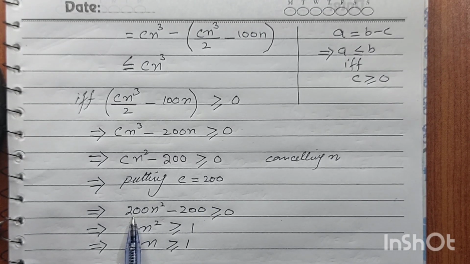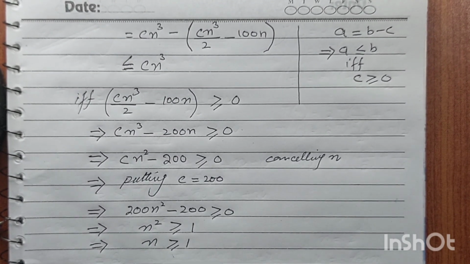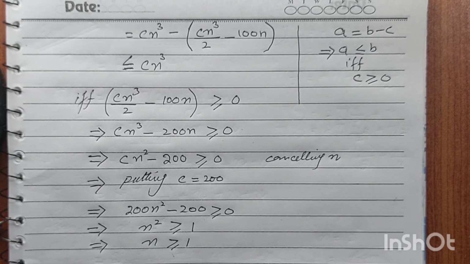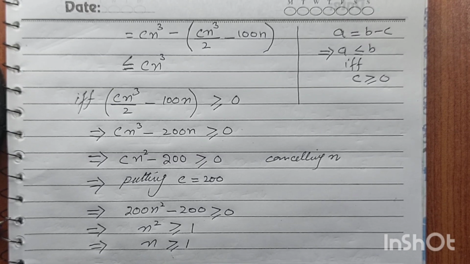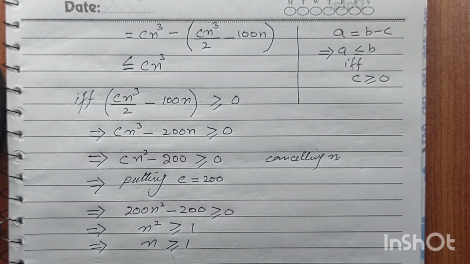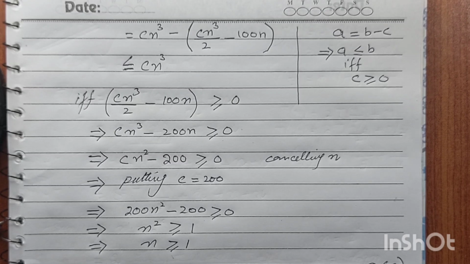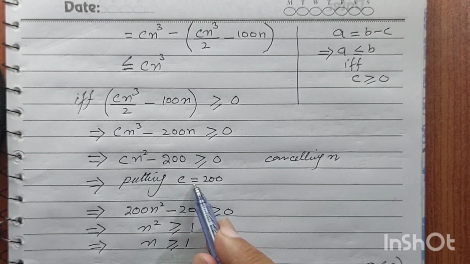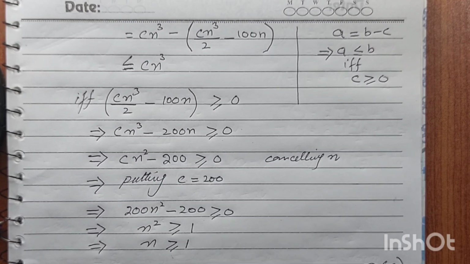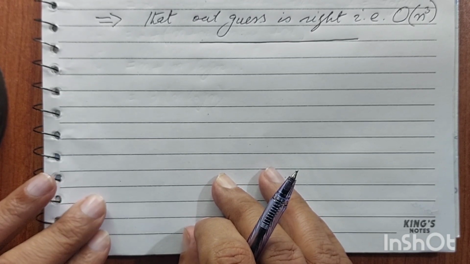So putting the value of C here, you can easily find the value of n greater than or equal to 1. So it means that our guess is right, that is big O of n cube, because we have found the value of n and the value of C. So now it is proven. Let's do another example in a very quick way.